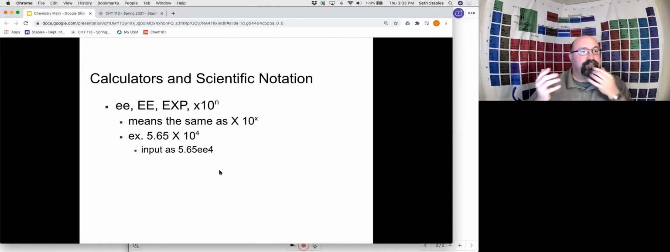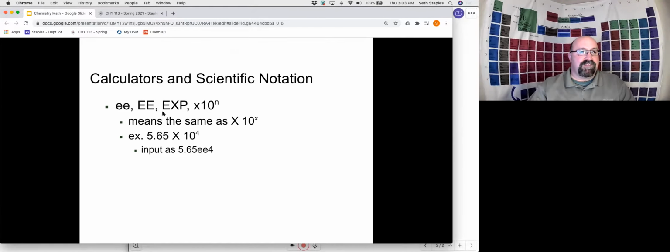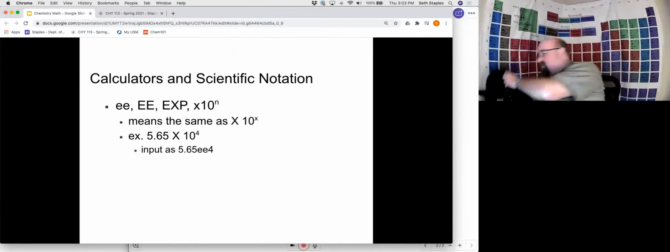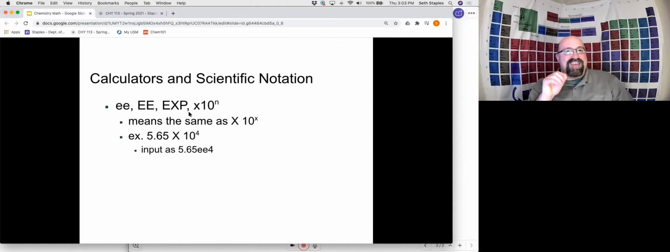You have to use a button that will be different depending on your calculator, but with most calculators, it's EE, either lowercase or uppercase. Sometimes it's EXP. Sometimes you'll see a times 10 to the n or a times 10 to the x. This takes the place of the times 10 exponent.